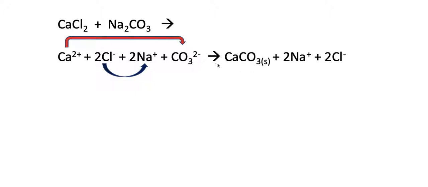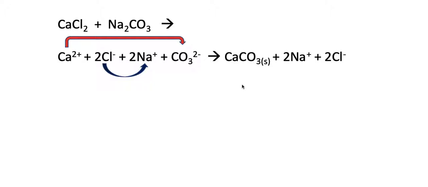So I have calcium carbonate, and then I could also mix these two together, sodium and chloride, to give me NaCl. However, sodium chloride is soluble in water, so it's not going to want to form a precipitate. You are still going to just have sodium and chloride in solution as free ions.